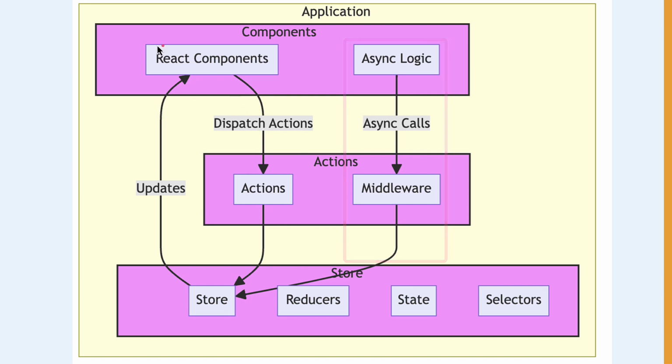So let's say that this is our React component. And we call something dispatch actions, which means calling a function. And this function is called the action. As soon as an action is dispatched, it's going to update the state in our store. And to be able to update, we call something reducers. The reducer is going to take the action and the current state and then make changes to our state in our store. That's all we are going to do.